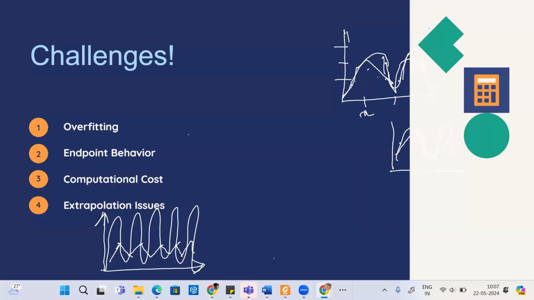Challenges. Overfitting. Overfitting means this cubic spline can fit the noise also. Overfitting, endpoint behavior, computation cost, extrapolation issue.